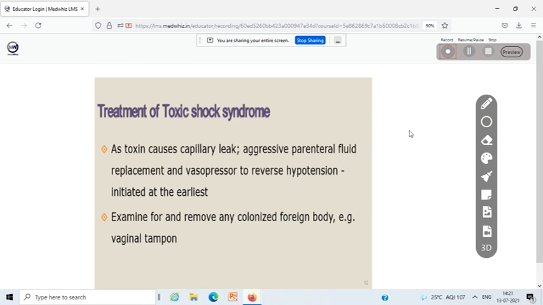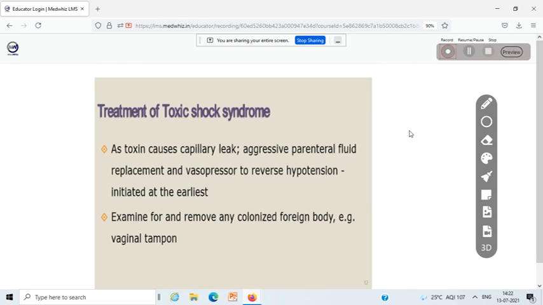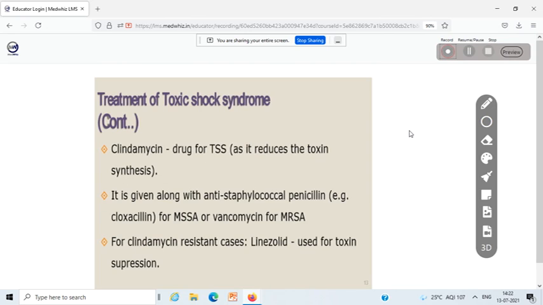Now, toxic shock syndrome is self explanatory. I don't have to explain to you what toxic shock syndrome is. They release this toxin which gives rise to toxic shock syndrome. As the toxin causes capillary leak, aggressive parenteral fluid replacement and vasopressors to reverse the hypotension should be initiated at the earliest. Examine for and remove any colonized foreign body like a vaginal tampon.